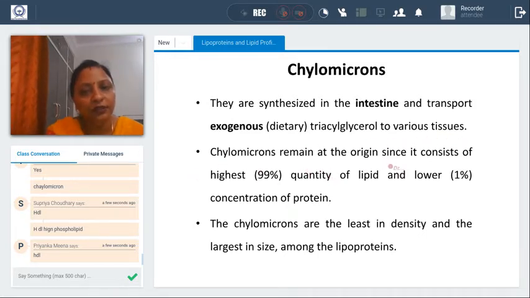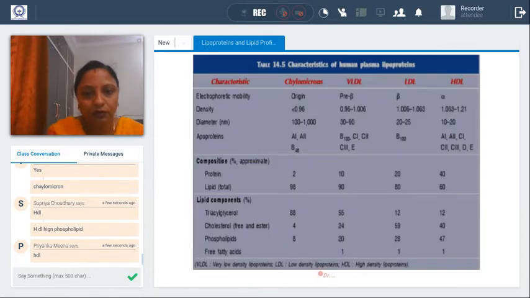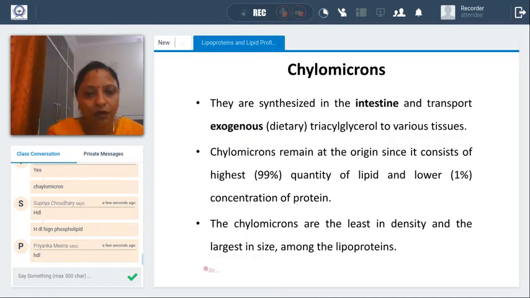Chylomicrons remain at the origin, as I discussed earlier, since they consist of the highest, 99%, quantity of total lipids and the lowest, 1%, concentration of protein. There you can see approximately this 99% and this protein. The chylomicrons are the least in density and the largest in size amongst the lipoproteins.